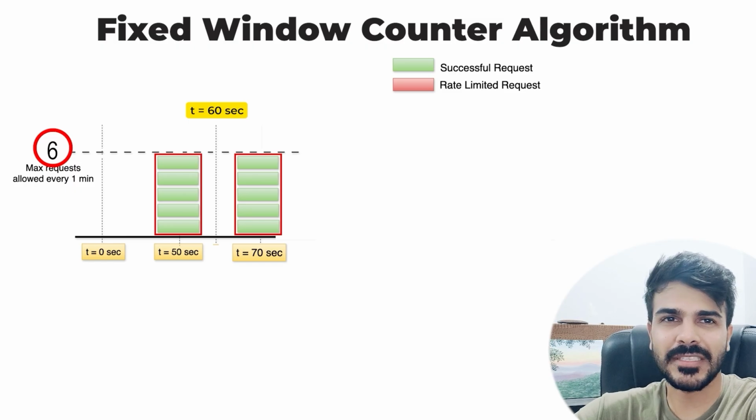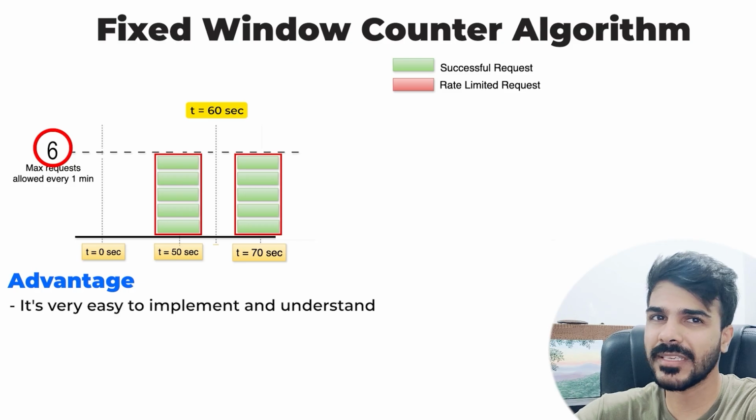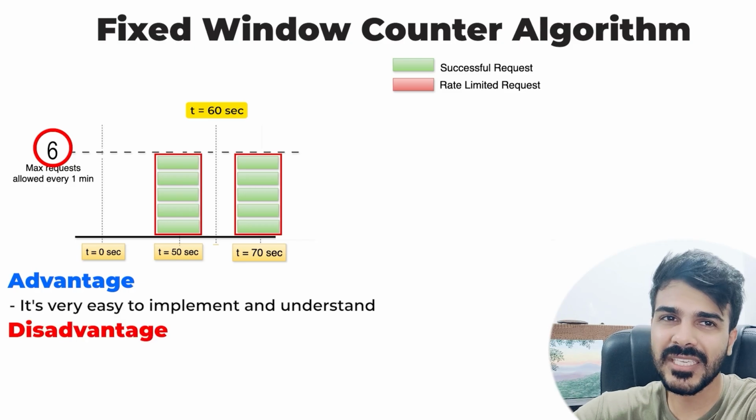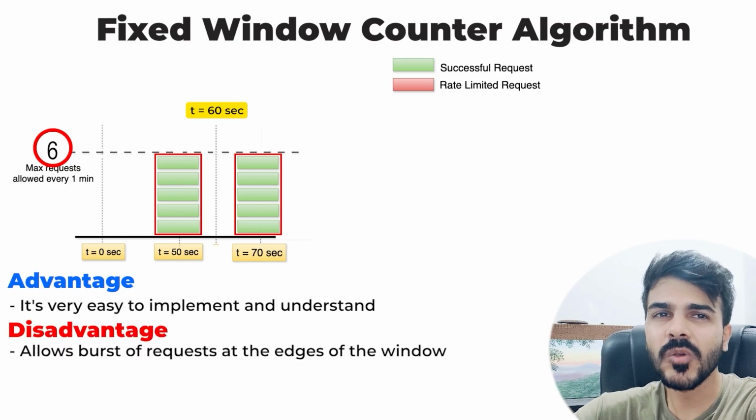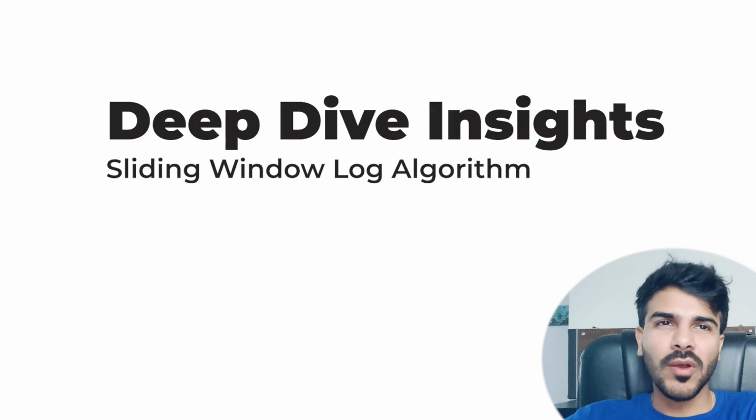So just to summarize, the advantage of this algorithm is that it's very easy to implement and understand. And the disadvantage is that it allows bursts of requests at the edges of the window, which might overload the system for short periods. Now let's take a look at the sliding window log algorithm.